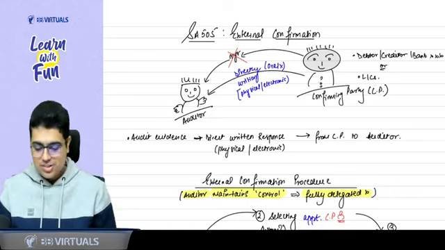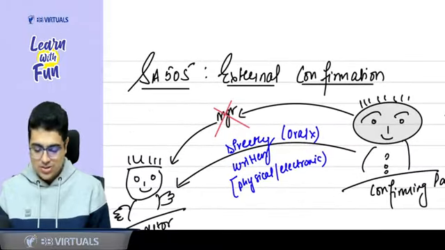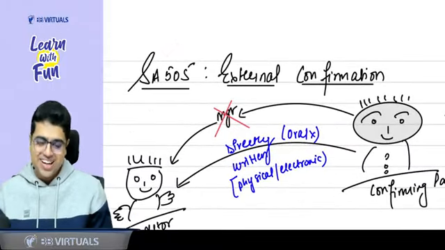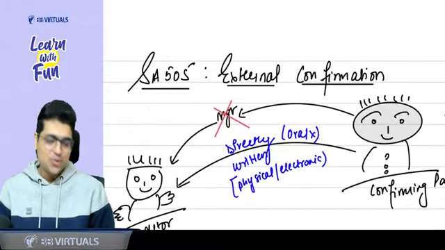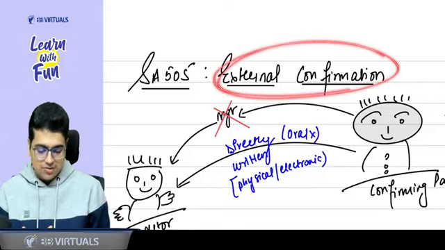Welcome to another revision session where we are going to revise Essay 505. Sir, Essay 505 talks about what? The concept of external confirmation.